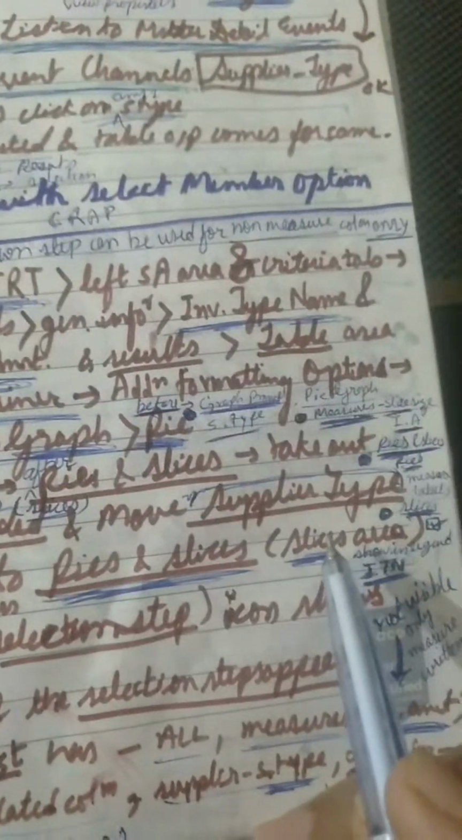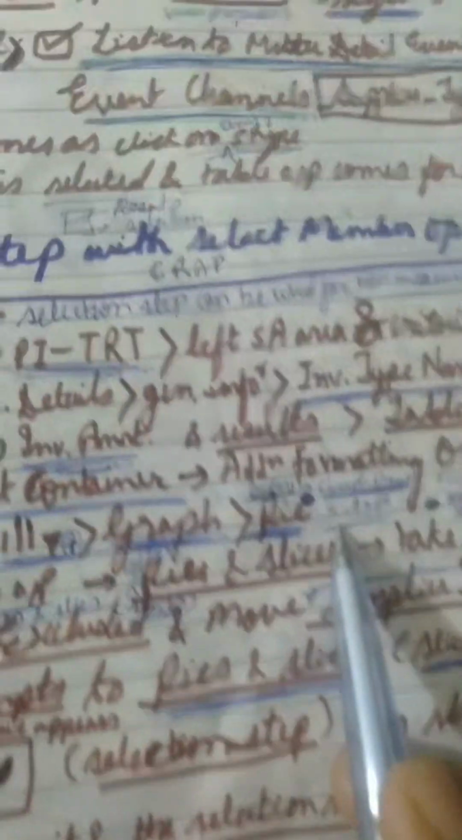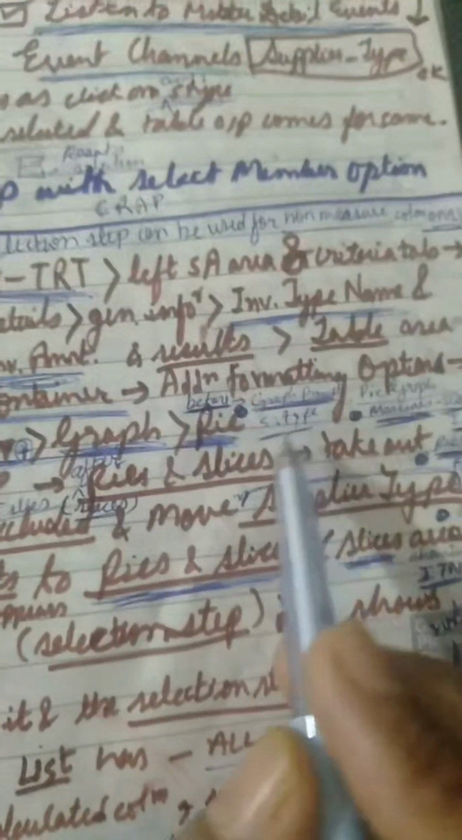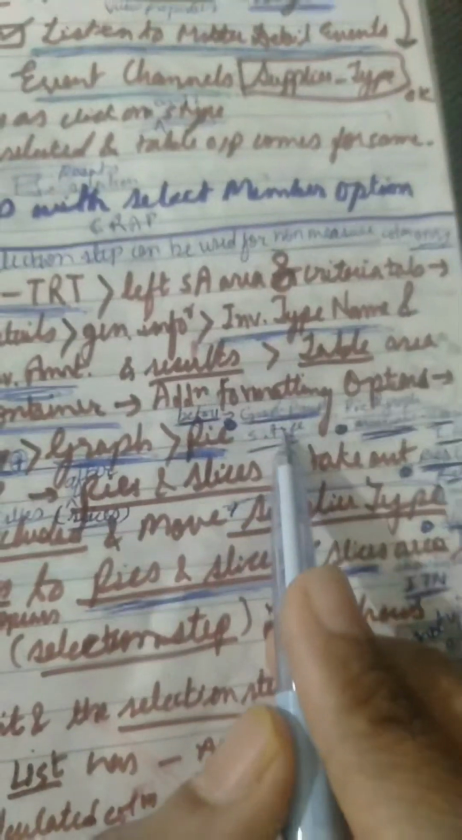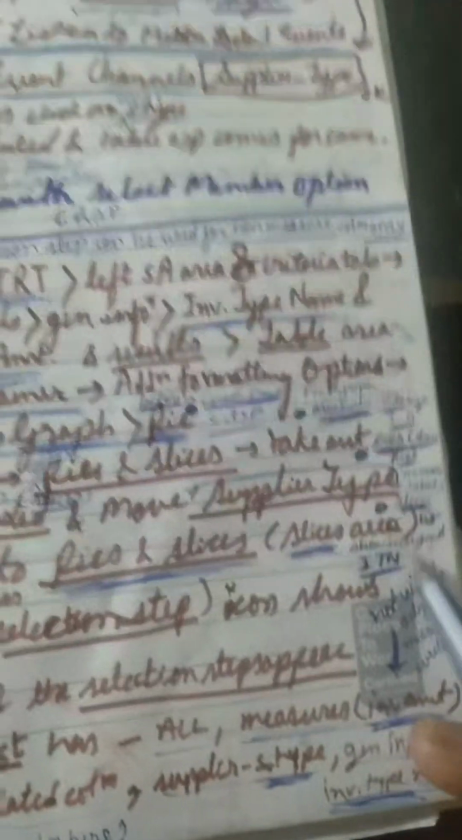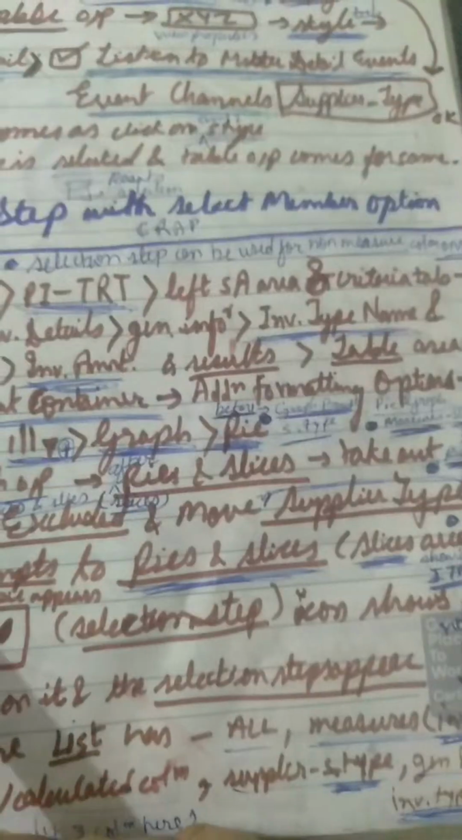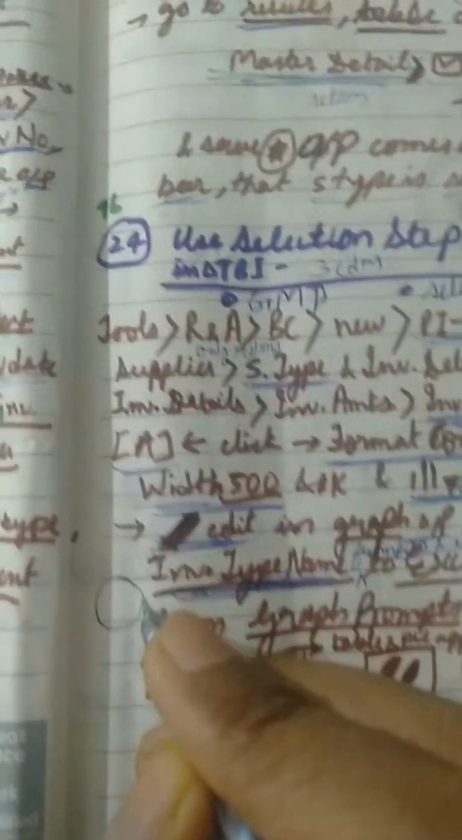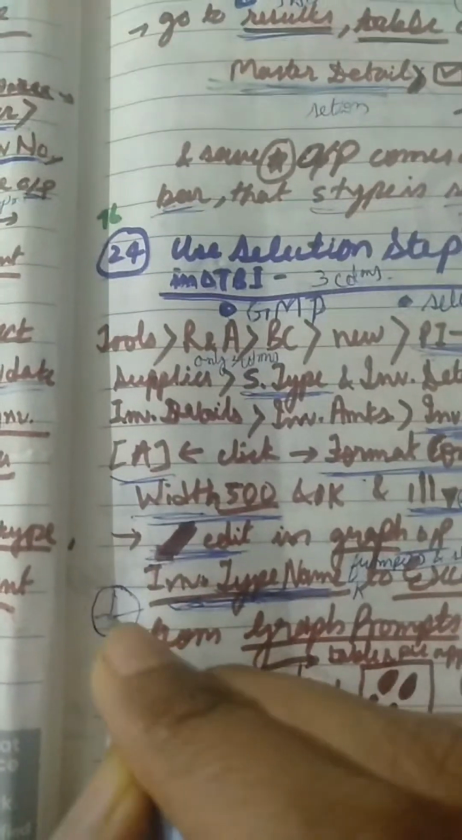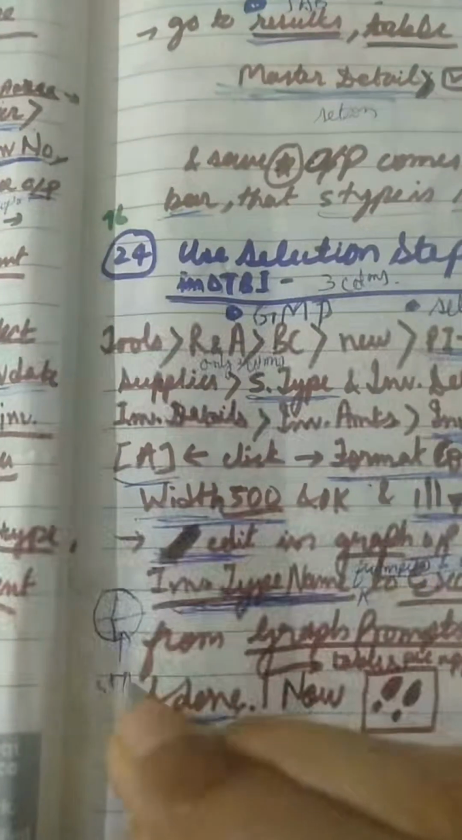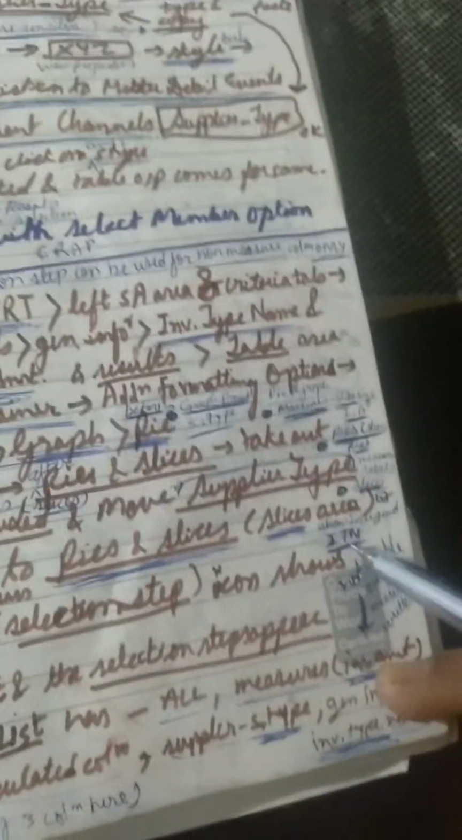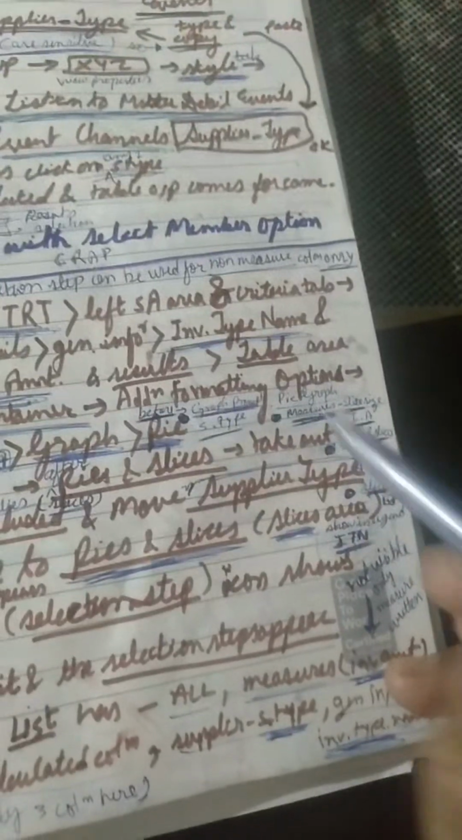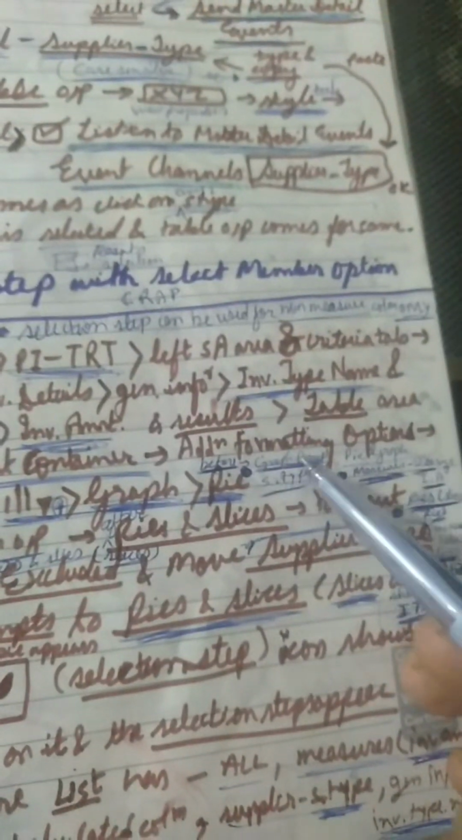Again, in the graph prompt section, I have supplier type. I am also moving this supplier type from the graph prompt to the pies, what is this, slices section. Okay, in the slices area I am moving the supplier type. Because what I want is, if this is my pie chart, I want the division to be done based on the supplier type. So initially it was invoice type name, so I have moved this to the excluded one and I have taken the supplier type from the graph prompt.